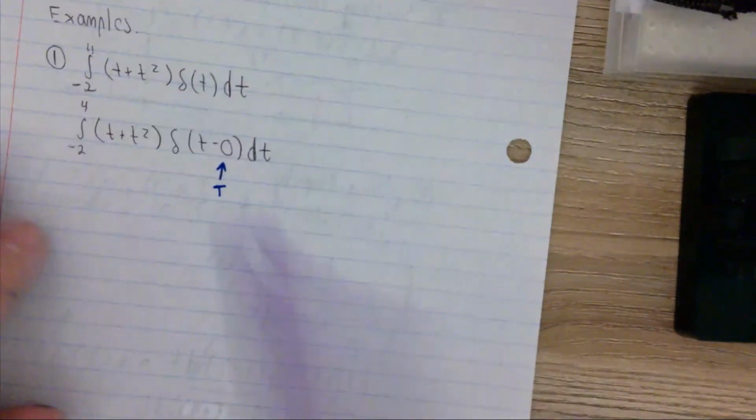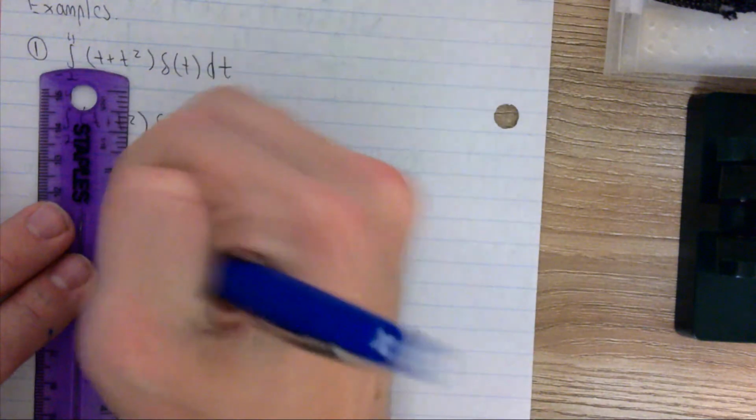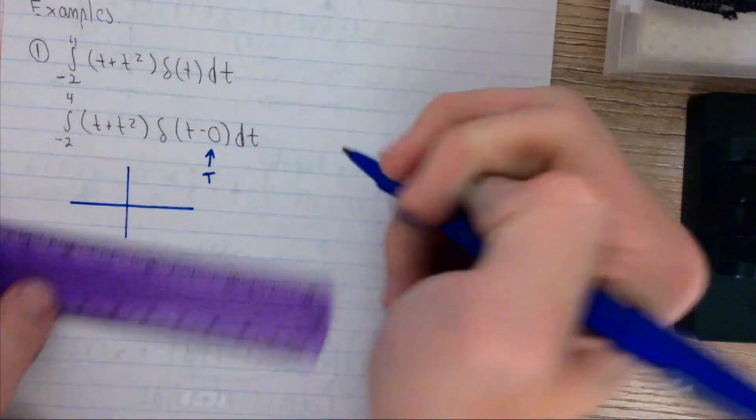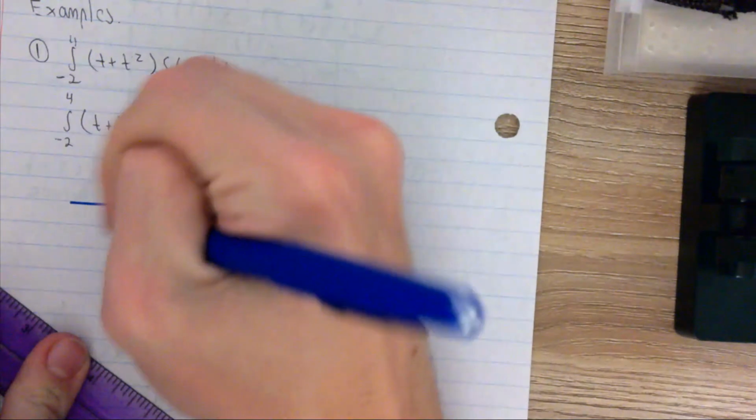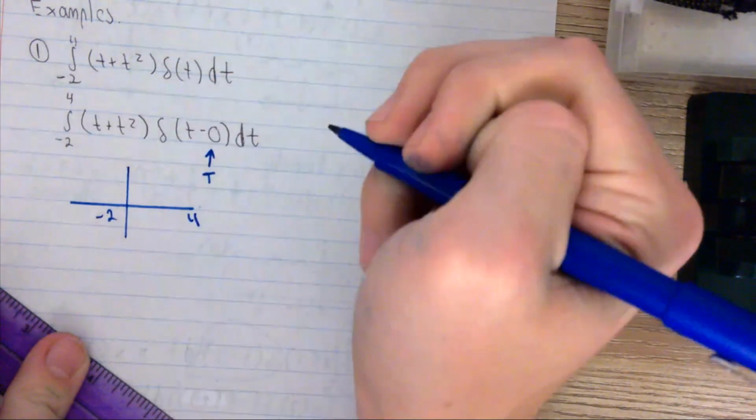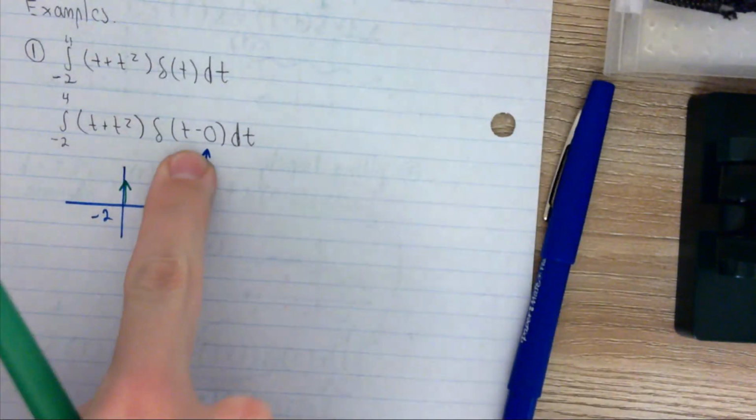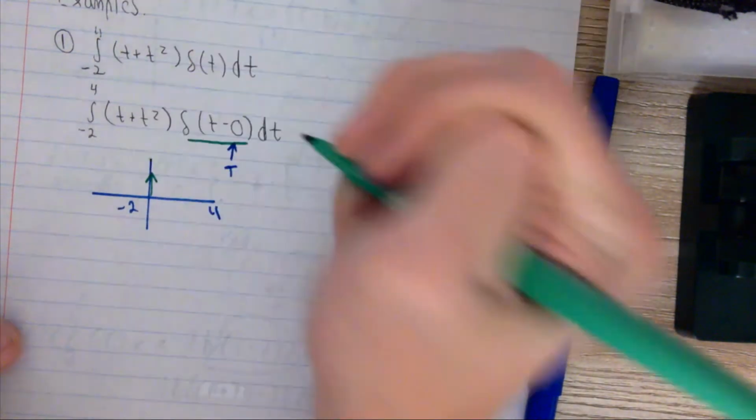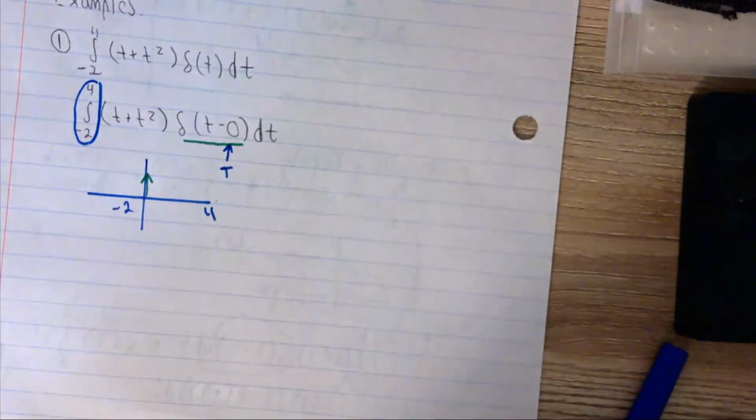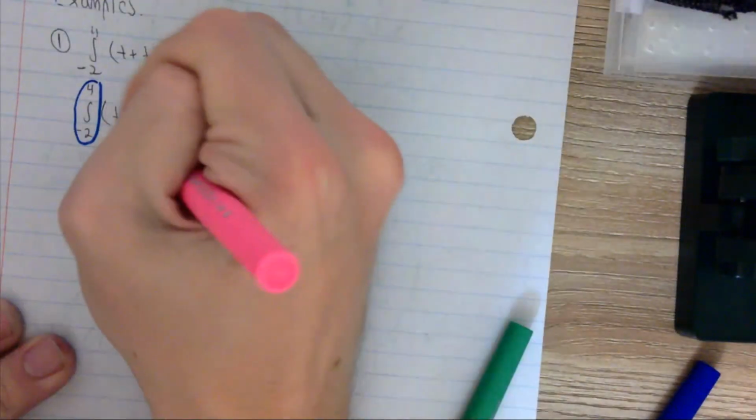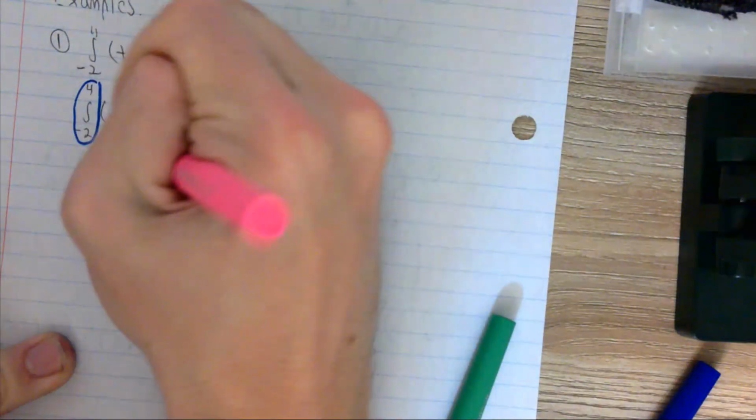Well, here, if we draw this out, our integral bounds are negative 2 to 4. Our delta function occurs specifically at time 0, which I'm representing in green. I have no idea what this t plus t squared looks like, but I don't care. In this sense, it's just operating as my x of t.